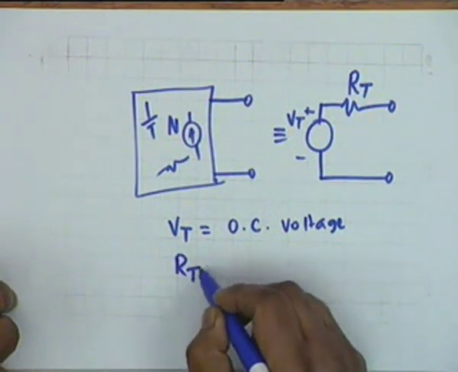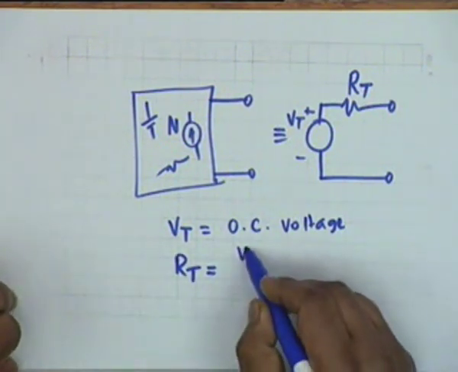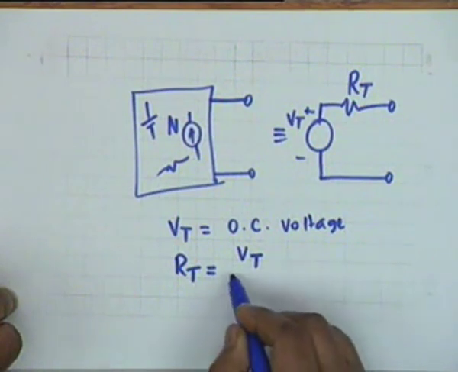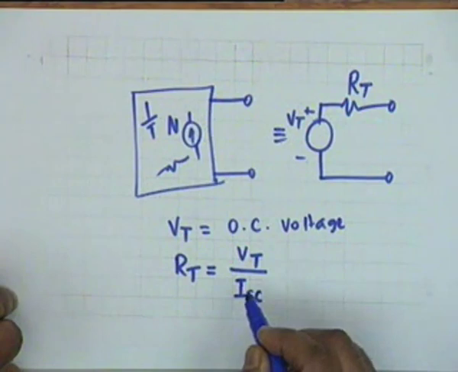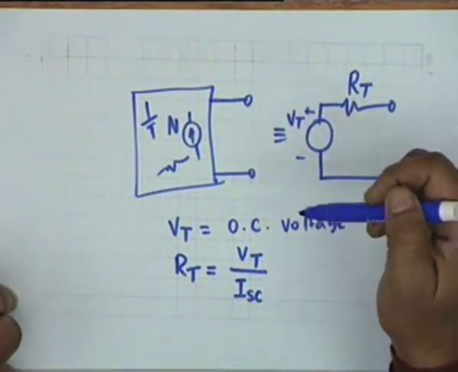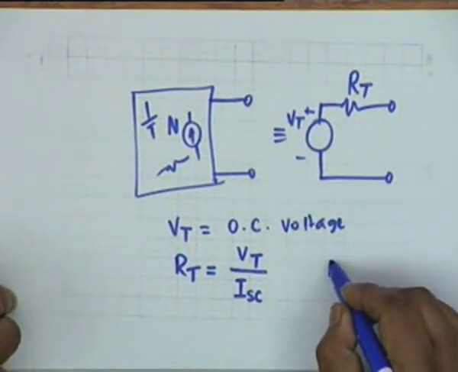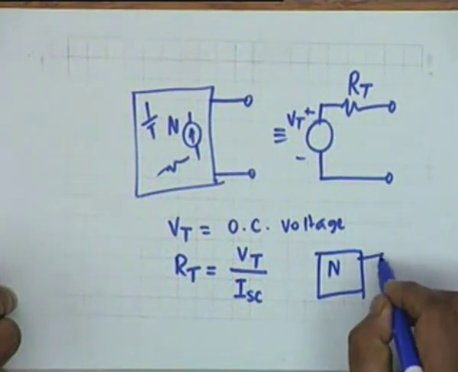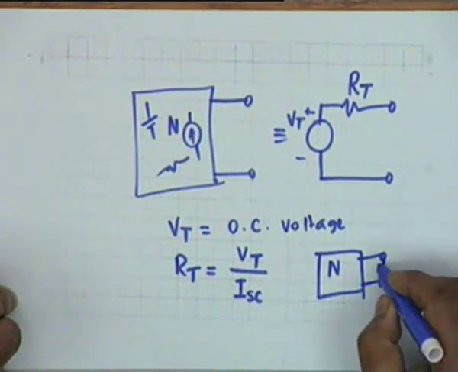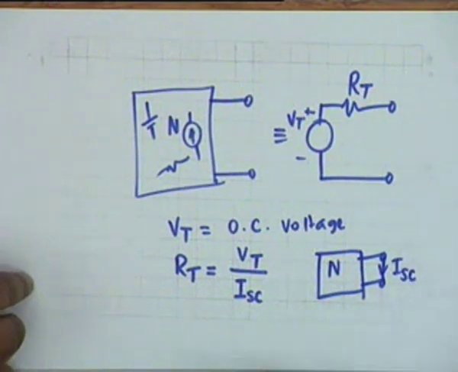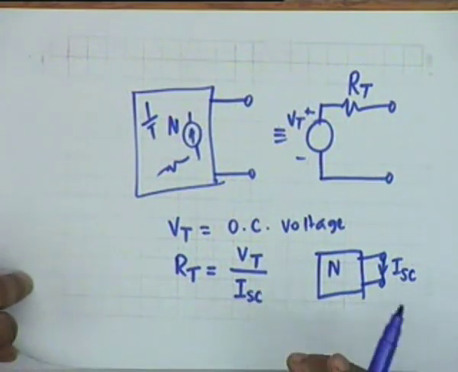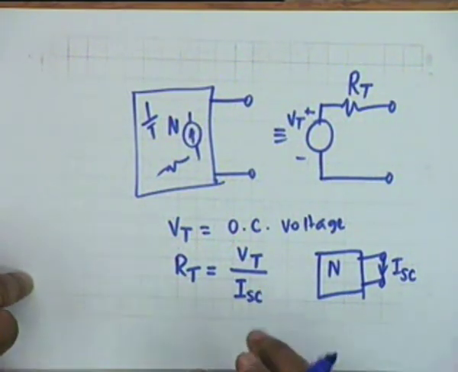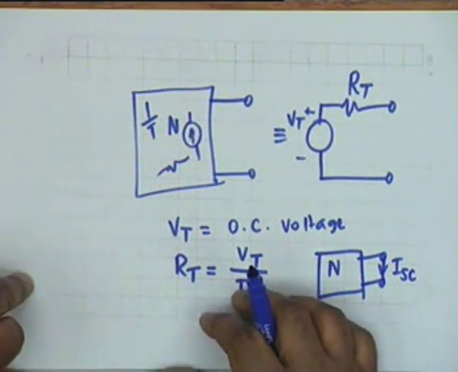RT is the ratio of VT to the current that flows when these two terminals are short circuited. That is, the terminals of N are short circuited. So this is ISC, the short circuit current. The ratio of the open circuit voltage to the short circuit current is RT. This is one interpretation of RT.